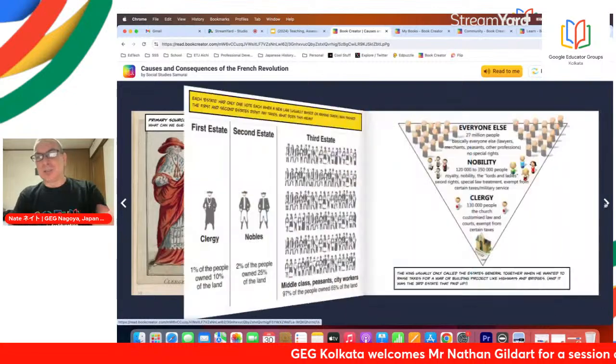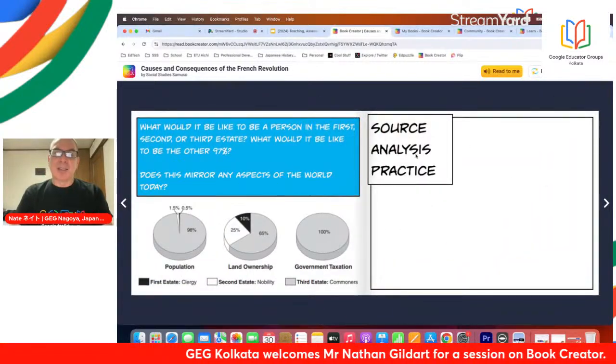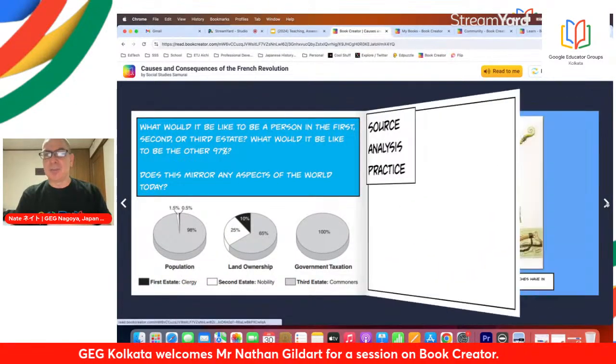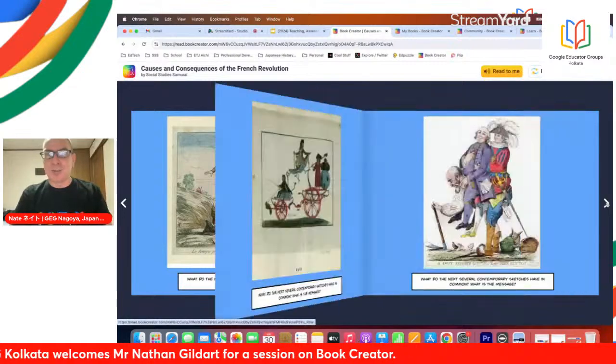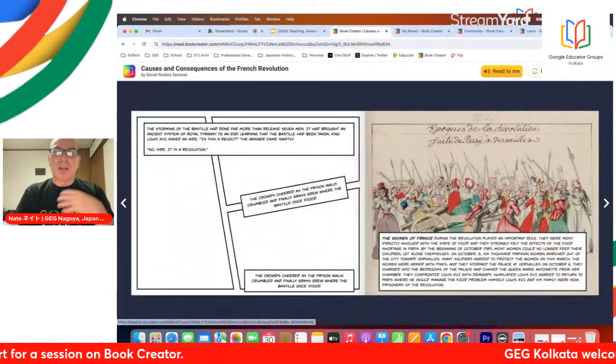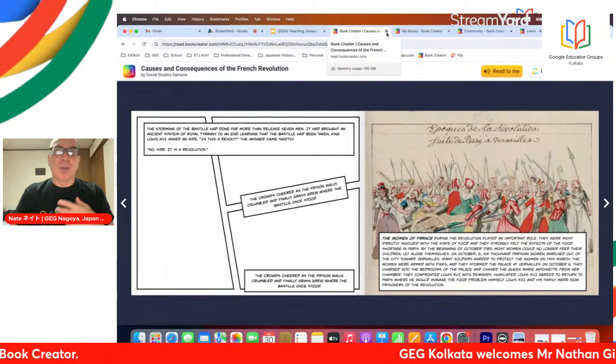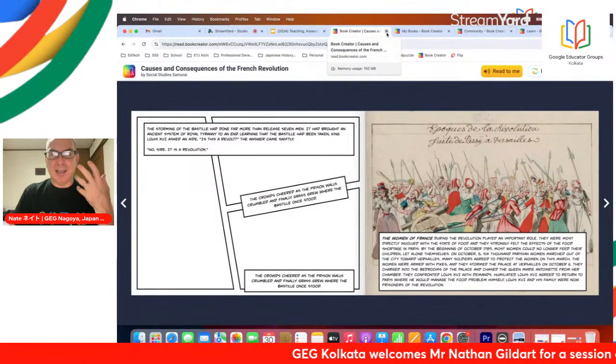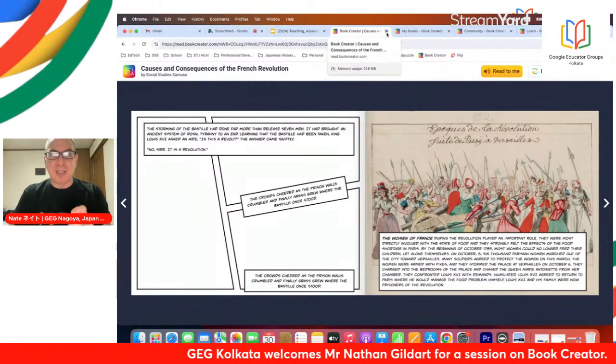And then I have some cartoons for them to analyze, right? Now this here where it says source analysis practice, boom, then they get into things that are connected to a worksheet, which I'll show you later. So this is an example of how I'm using this within a unit, kind of a mini unit in a unit.